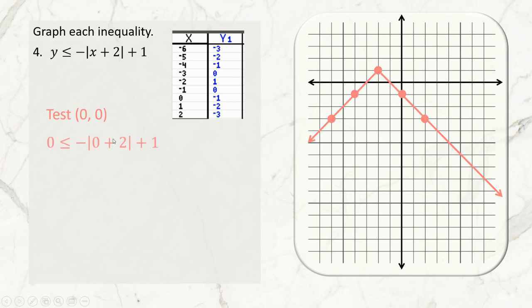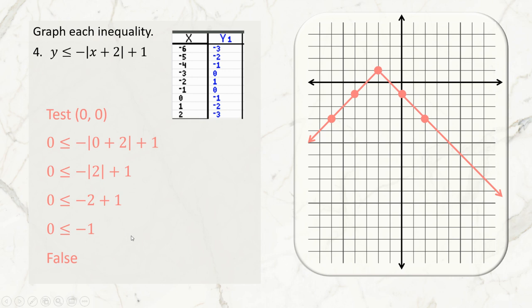Okay, plug 0 in everywhere we see. 0 plus 2 is 2. Okay, the absolute value of 2 is just 2. So we'd have 0 is less than or equal to negative 2 plus 1. Now this negative 2 is coming from distributing this negative sign to the absolute value of 2. The absolute value of 2 is just 2. Then we add the negative onto it. Okay. Negative 2 plus 1 is negative 1. Is 0 less than or equal to negative 1? We would say that is false. 0 is greater than negative 1.